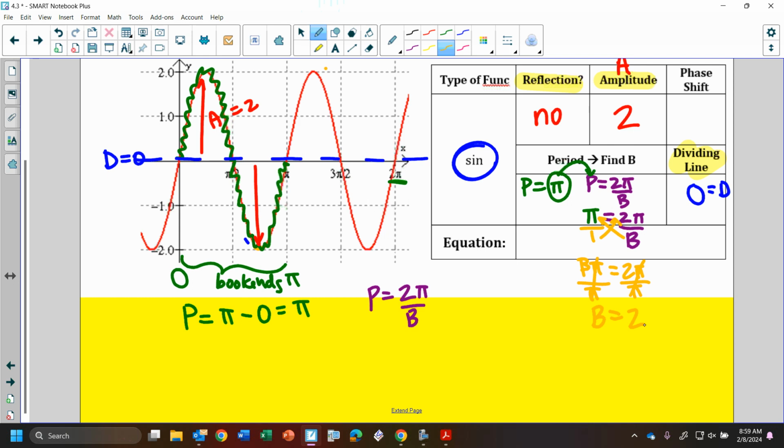Nope. No. Write yourself a note, and I'm still working on trying to figure out how to write that note to myself. Cool? This starting at 0, that is my phase shift. That is telling me how much I move left or right. It's all about where it started, that first bookend. My starting bookend was at 0. That means my phase shift is 0 as well.